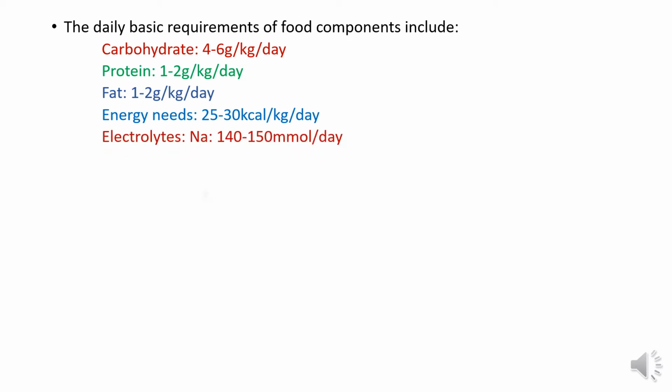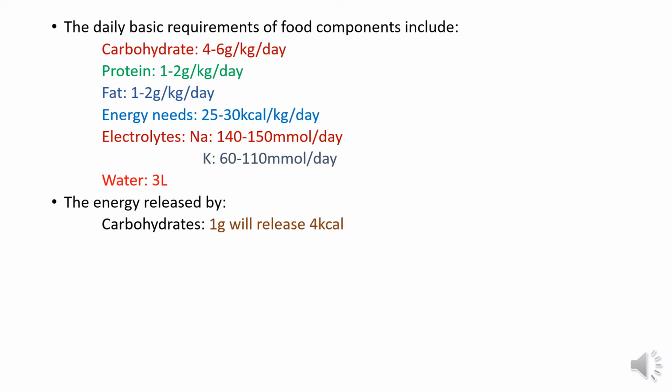For the electrolytes, just two electrolytes are of importance to us, sodium and potassium. For sodium, the daily basic requirement is 140 to 150 millimole per day, while for potassium it is 60 to 110 millimole per day. And then for water, the maintenance fluid per day is 3 liters, and I'm sure we know how 3 liters is gotten.